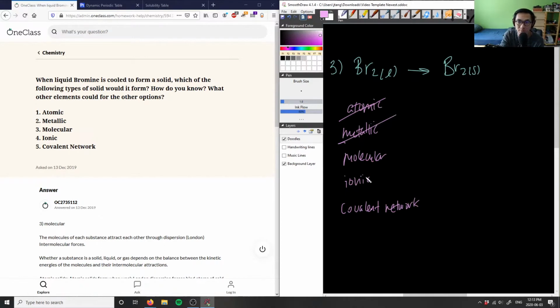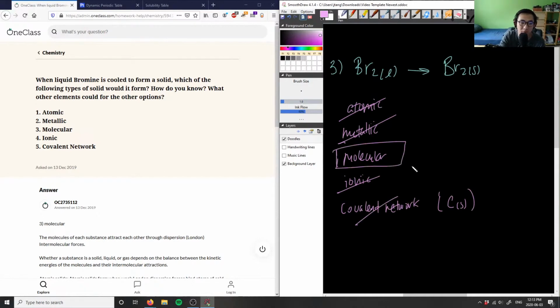Ionic is not possible because we don't have a cation and an anion, so it's not producing any ions, so this is incorrect. And covalent network is not correct as well, because a covalent network needs many bromines. An example of a covalent network would be diamond, because it's made up of many carbons. So this here is not correct as well, which means our only answer here has to be molecular.